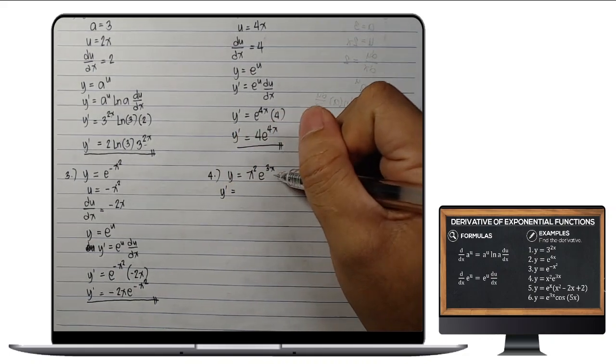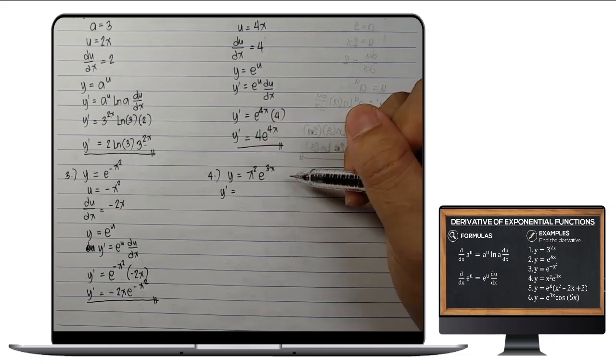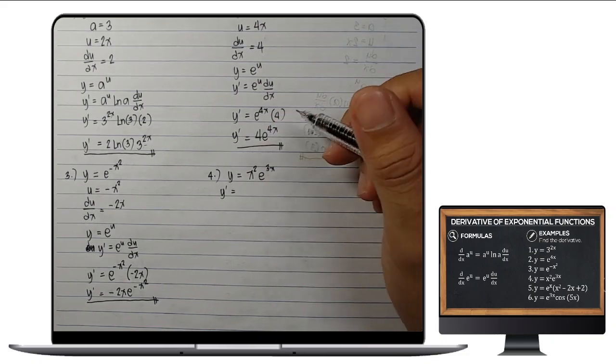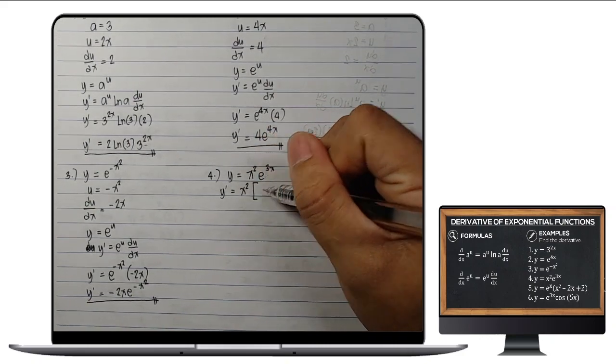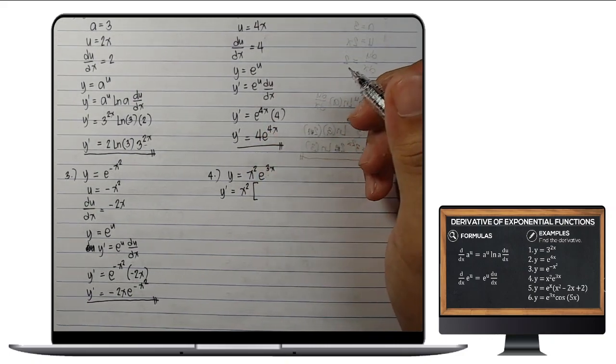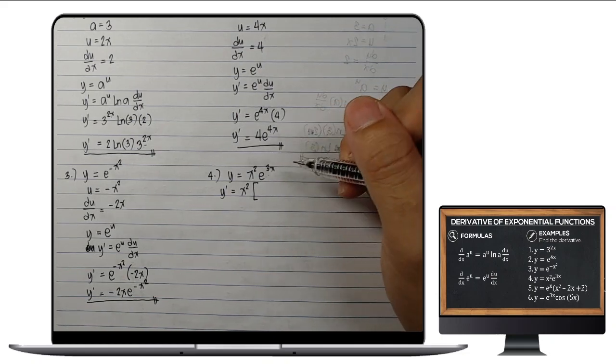Derivative of product: copy, then take the derivative, plus copy, then take the derivative. So let's copy x squared first, then take the derivative of e raised to 3x. That is in the form of e raised to u.